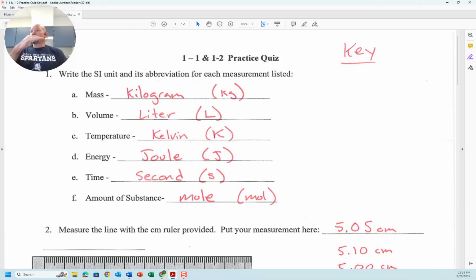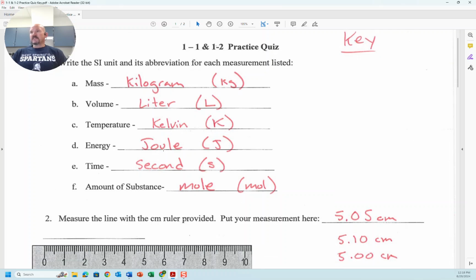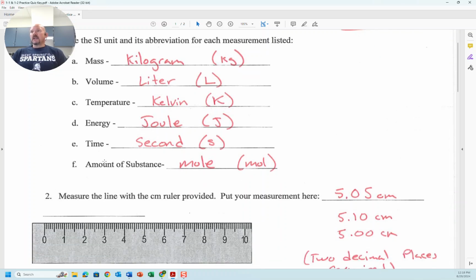And you don't say degrees Kelvin, you just say Kelvin. All right. Energy is joule, capital J. Time is seconds, S. And again, amount of substance, count of particles, number of particles is moles, and the abbreviation is just MOL. So mole, MOL is the abbreviation.